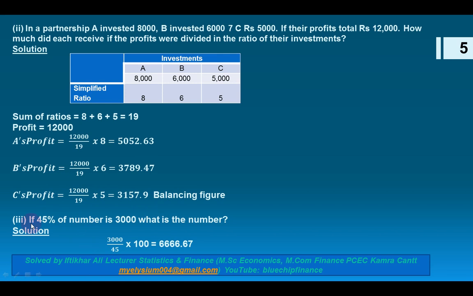Question number 3: if 45% of a number is 3000, what is the number? So it means that this 3000 is the 45 equal parts of a certain number. So if we have 1% and then we multiply that 1% with 100, we can achieve the 100% of the number. So simply 3000 divided by 45 multiplied by 100 equals 6666.67.